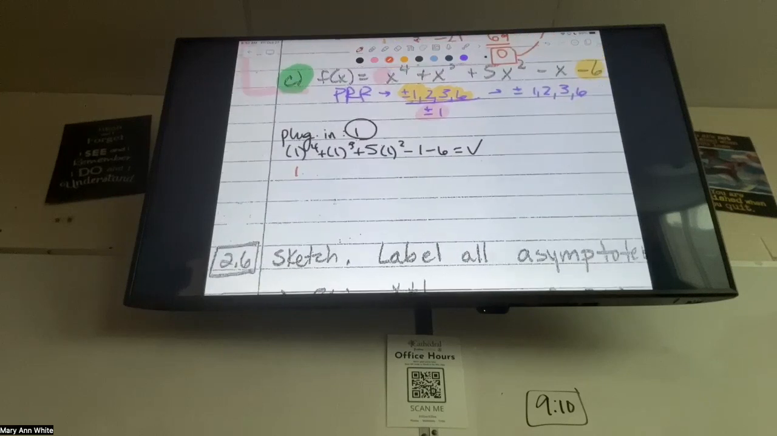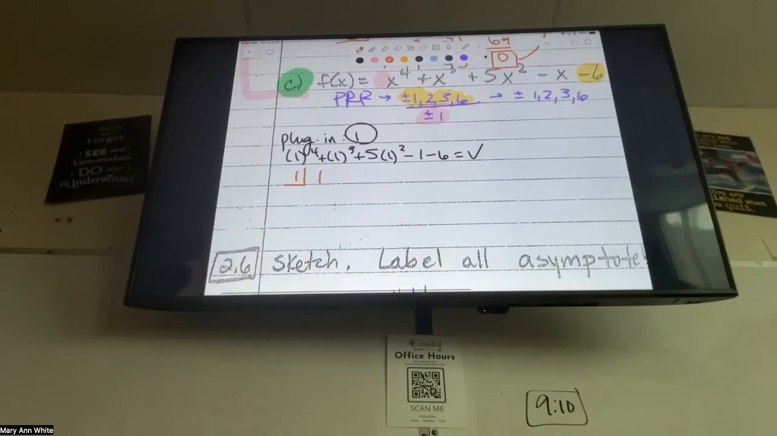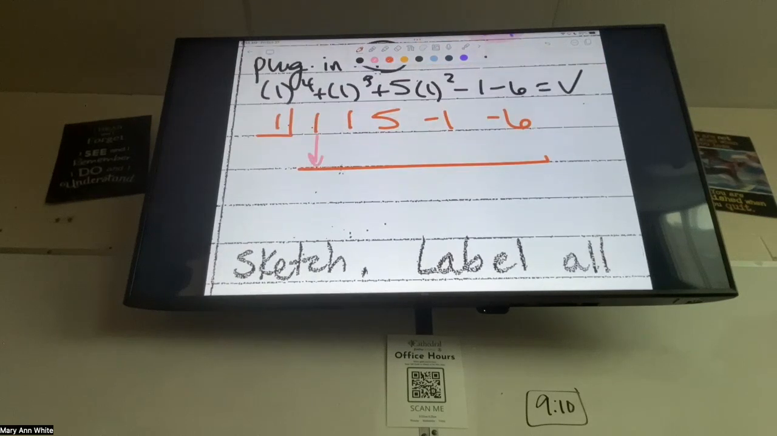So 1 goes in my house, and then I've got 1, 1, 5, -1, -6. Okay, perfect. Carry that 1 down. So I've got 1, 2, 7, 6, oops, 0. So 1, 2, 7, 6. Now what do I do with these?